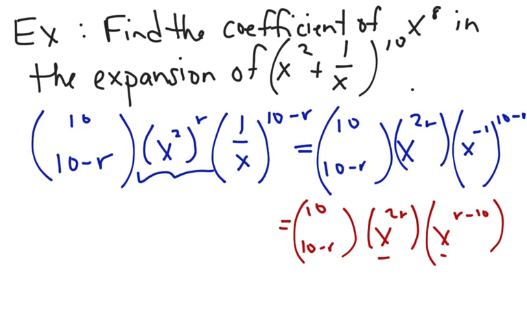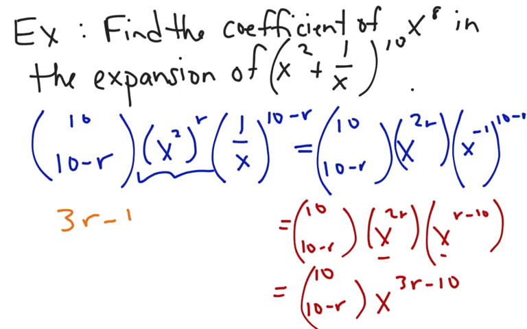Hey, these both have x's. The properties of exponents tell me that I can add the exponents. So 2r plus r minus 10 is going to tell me that I'm going to have x to the 3r minus 10. Now, remember I said I want the term that has an x to the 8th. So I want 3r minus 10 to equal 8. Well, I'm going to find out that r must be 6.